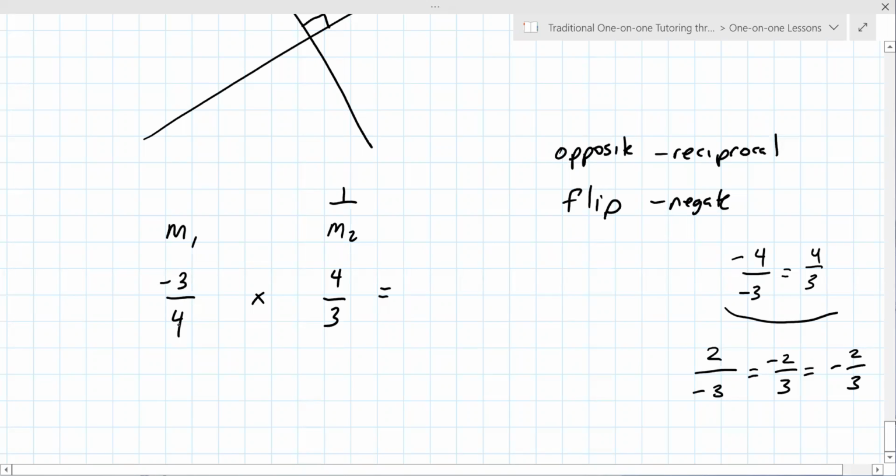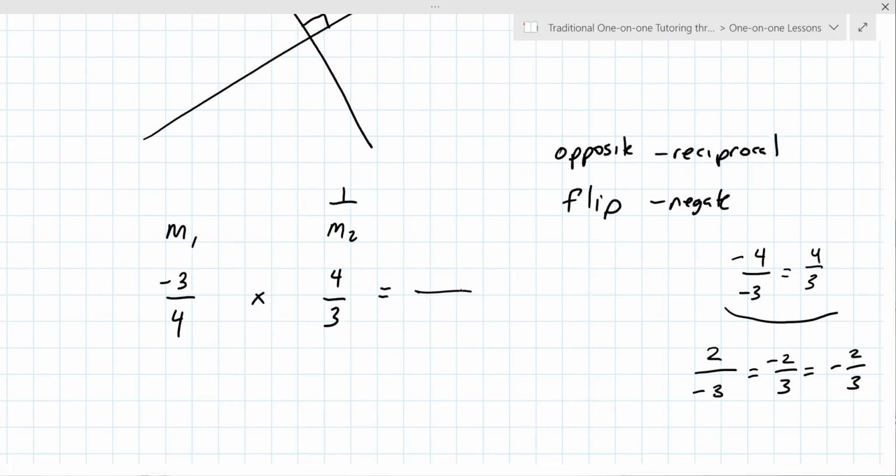-3/4 times 4/3. I got -9 and 16. Was I supposed to cross multiply? No, you're supposed to just multiply directly across. Top times top, bottom times bottom. You cross multiply when there's an equal sign. I got -1. You got -1. That's what you're supposed to get.